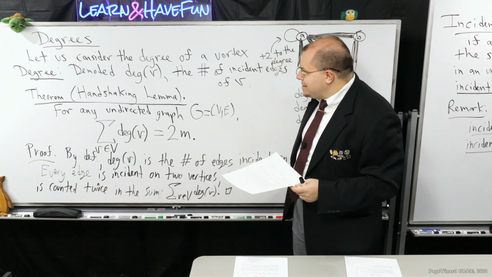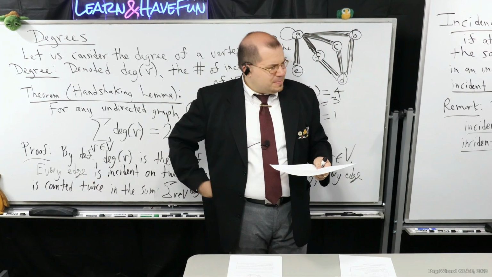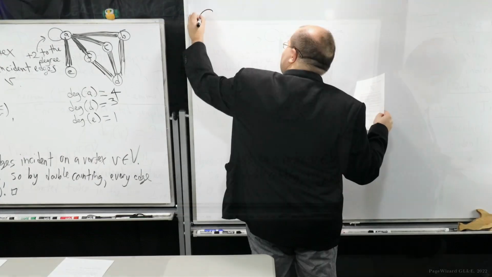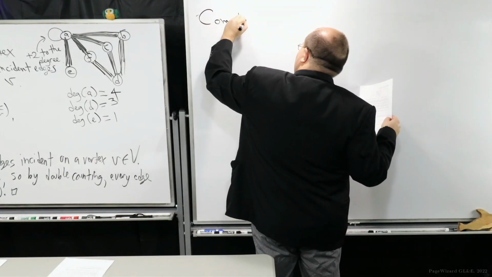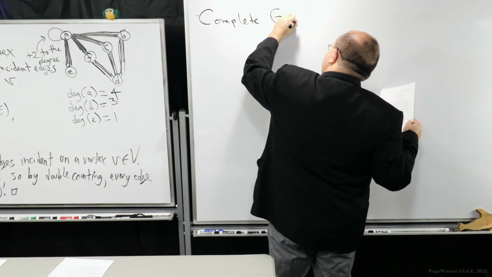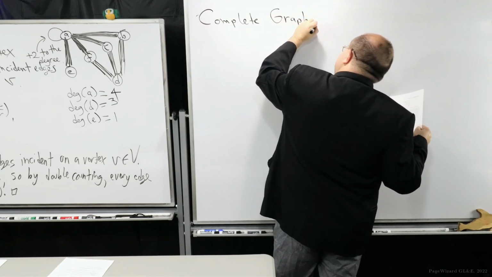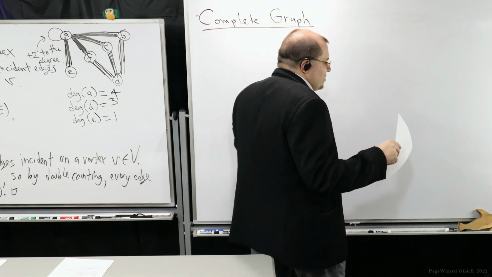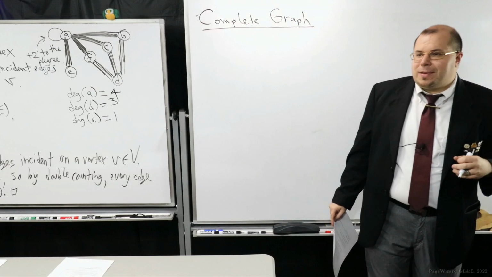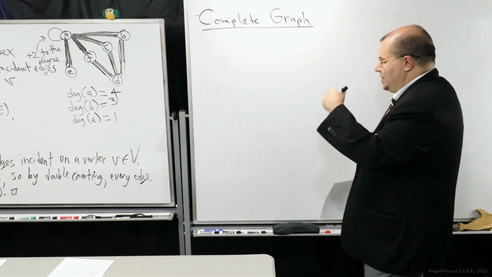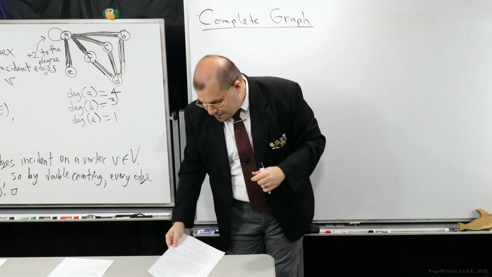Now, I want to bring this up into another sense here. Ultimately, by the end of this part, I'm trying to address one question. If I give you a simple graph, what's the maximum number of edges it can have? And the answer will be given to us by a complete graph.